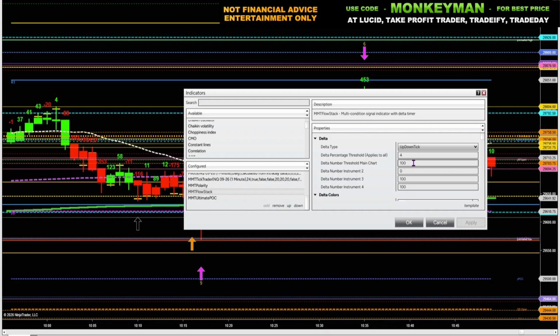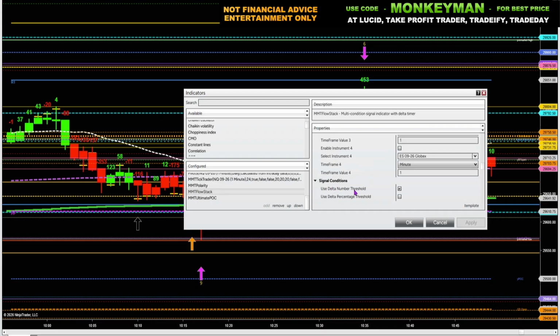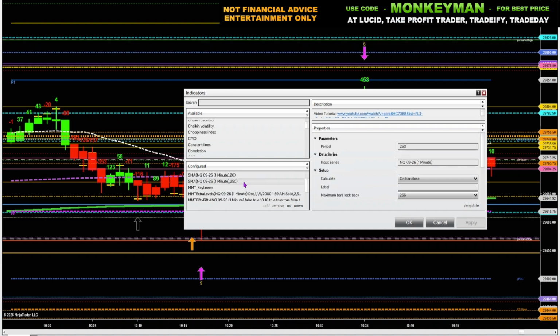If you just want to see when the delta is positive or negative for your delta threshold signal condition, you can just type in a 0. That way anything above 0 or below 0 will count as positive or negative for the delta number threshold signal condition. The only other thing that I changed on this chart, instead of having a 50 SMA on the 5-minute chart, I changed this to 250 since I'm using it on a 1-minute chart.